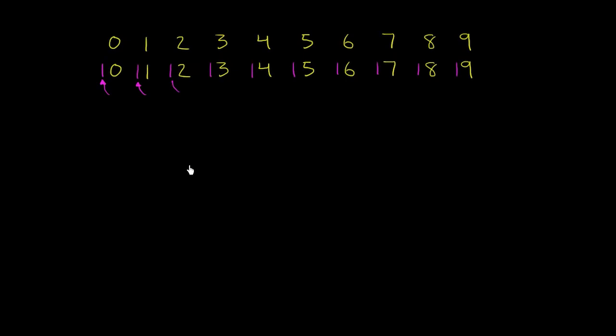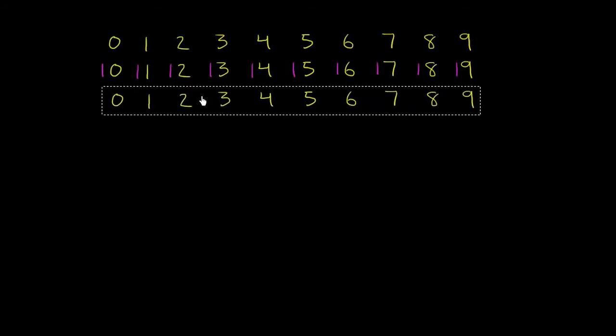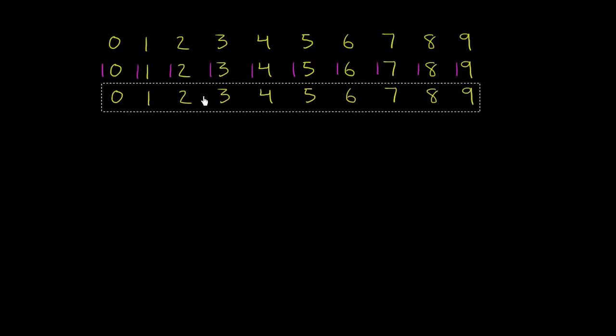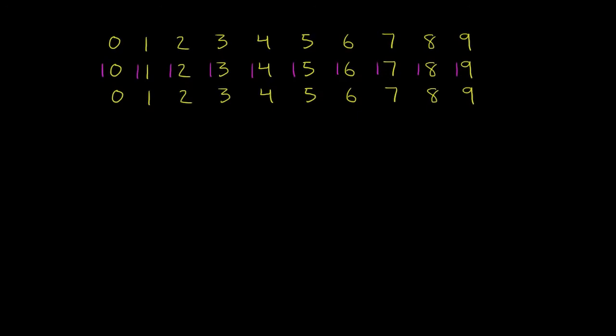But let's see if this keeps working. So let's take another row of numbers. So let's take another row, my original row. And what do I get to after 19? Well, of course, after 19, we get to 20. So 20, and then 21, 22, 23, 24, 25, 26, 27, 28, 29. I think you might start to see the pattern here.